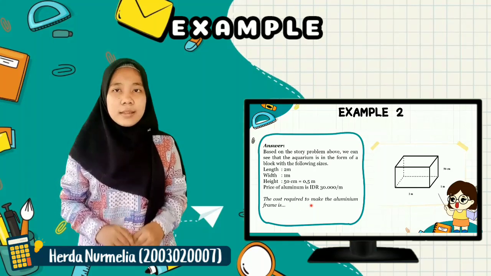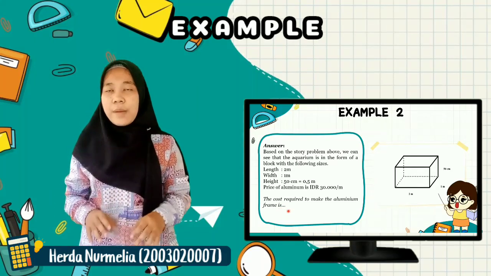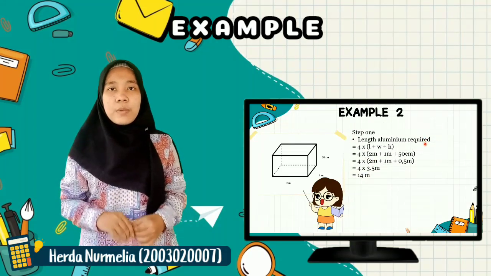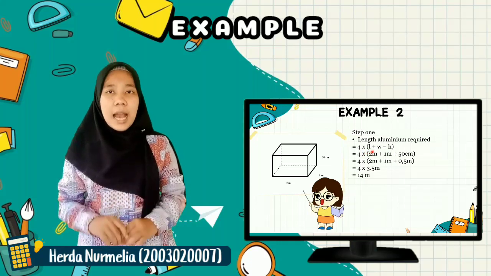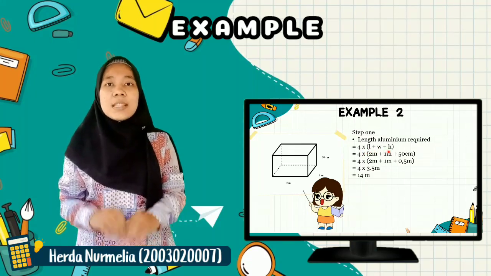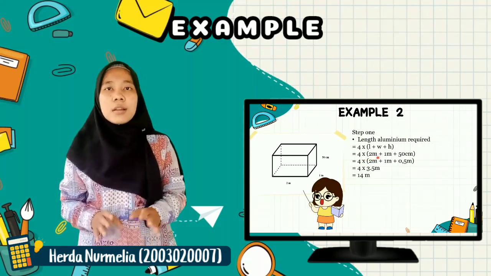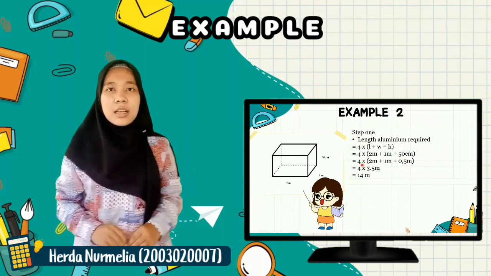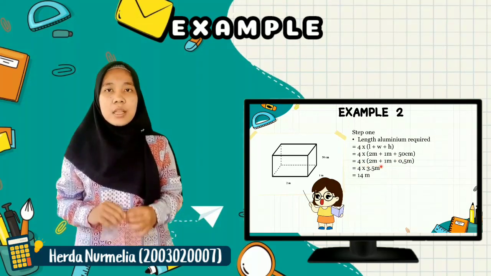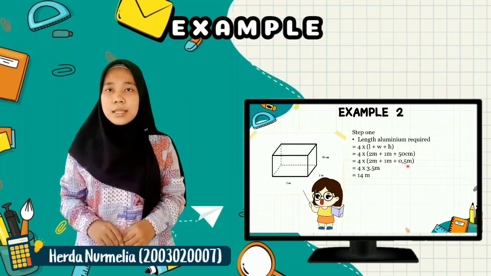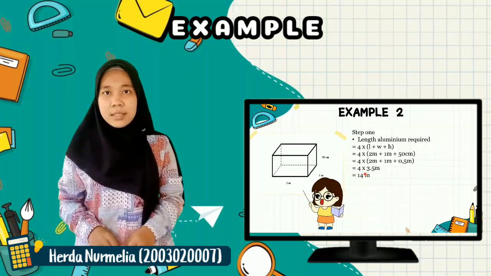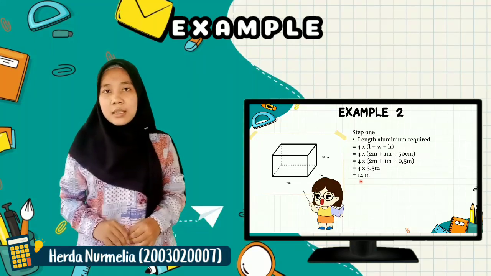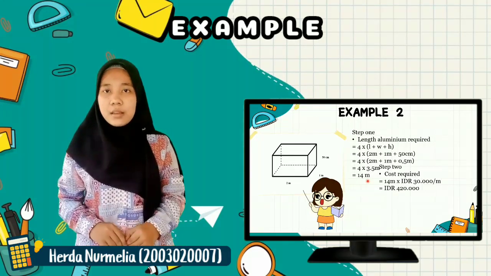The cost required to make the aluminium frame is: Step 1. Length of aluminium required equals 4 times length plus width plus height, equals 4 times 2 meters plus 1 meter plus 50 centimeters, equals 4 times 2 meters plus 1 meter plus 0.5 meters, equals 4 times 3.5 meters, and equals 14 meters.